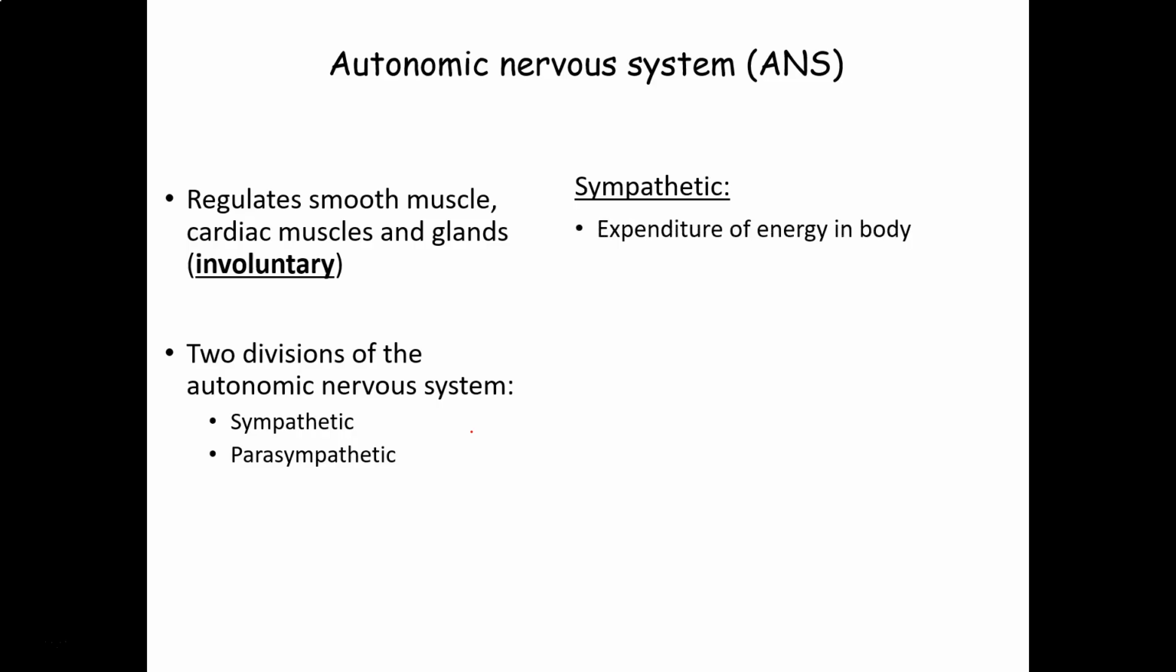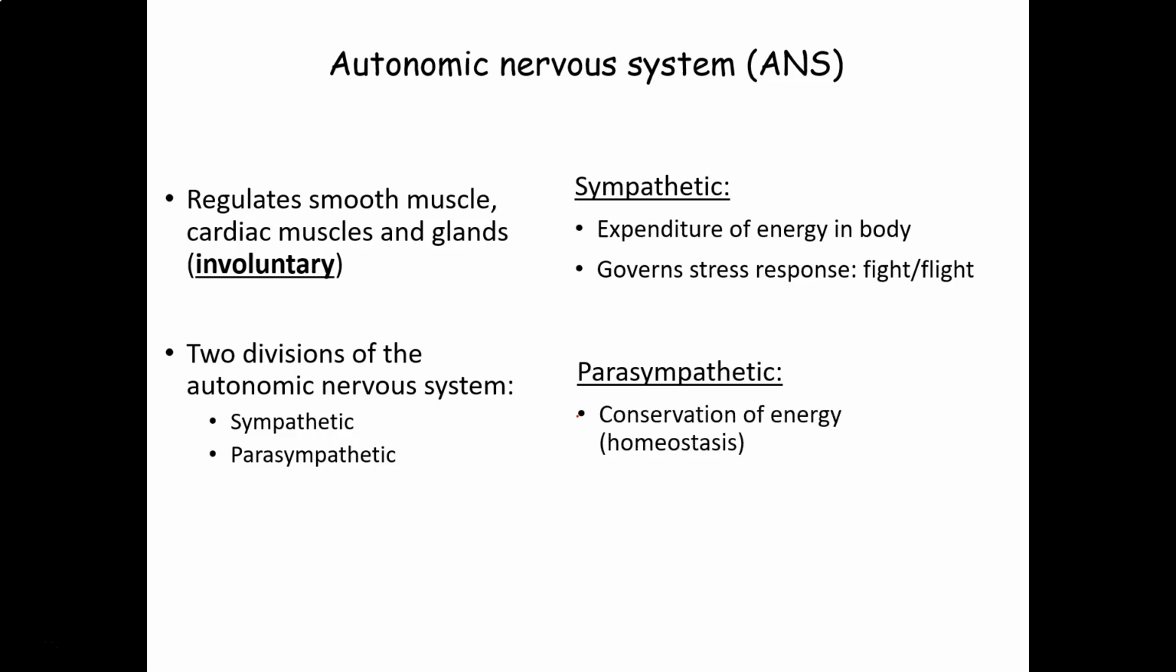The sympathetic nervous system is responsible for expending energy. It helps break down stored energy, preparing us for a lot of movement and energy burning. It governs what's known as the fight or flight response, or the stress response. The parasympathetic nervous system, which opposes the sympathetic nervous system, is responsible for conserving energy. So it brings the body back to rest, to homeostasis.